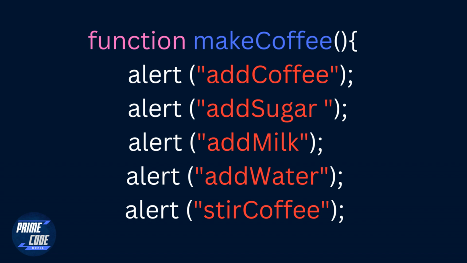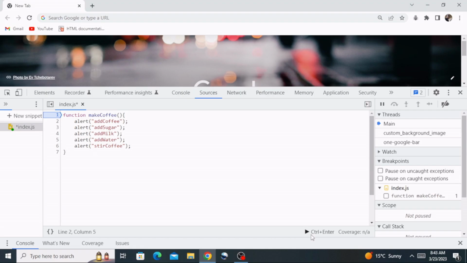For example, here, if I click Control Enter, nothing happens. So these alerts that we have created here inside, we are not seeing them. So for us to see them, we will have to call this function. Now, in order for the instructions to be carried out, all we need to do is to call the function, and there are different ways to call a function in JavaScript.